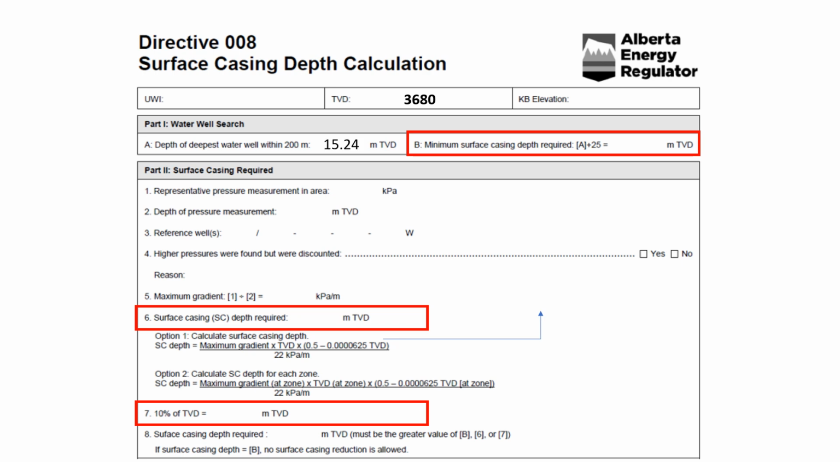Next, from our input tables, the depth of the deepest water well within 200 meters, and this will be 15.24 meters. Adding 25 to that, we have our first calculation done, and the result is 40.24 meters.